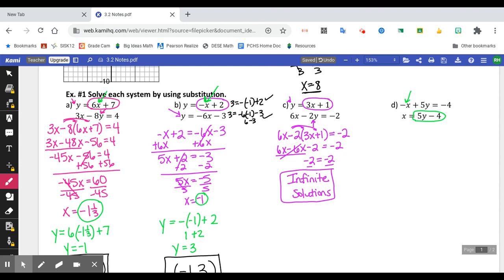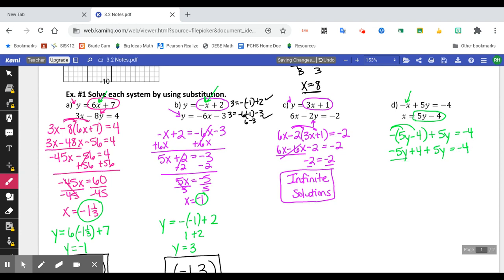Okay. Just substituting for x this time first instead of y. So again, everything else about the top stays the same. So I'm going to start with a negative, parenthesis, and my value for x goes in its place. 5y minus 4 plus 5y equals negative 4. Distribute this negative sign, so negative 5y plus 4 plus 5y equals negative 4.